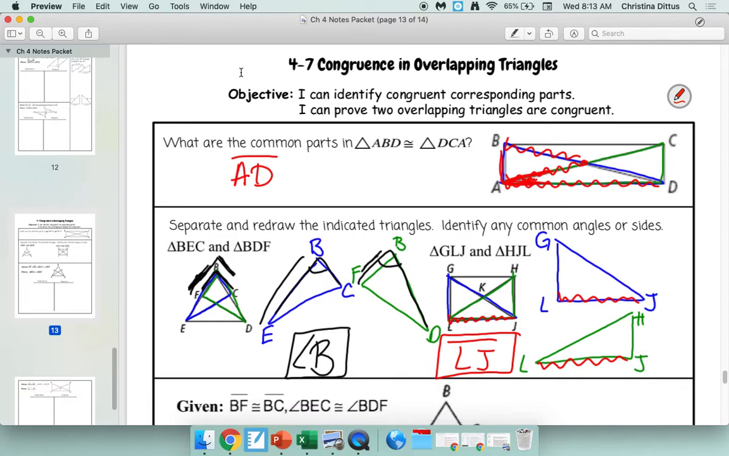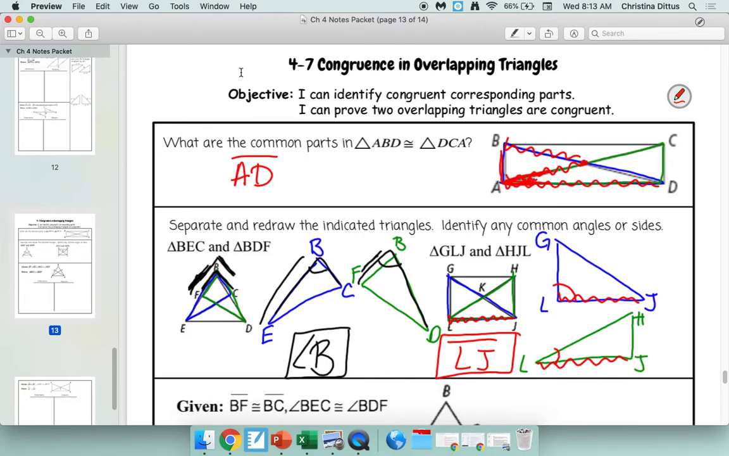You also notice that this angle L, they do not share. Because angle L here, like if I had to guess, I'd say 90, is different than this angle L here. So they do not share angle L because they don't share the whole thing. It's not the same measure in each triangle. Does that make sense, how they don't share that?